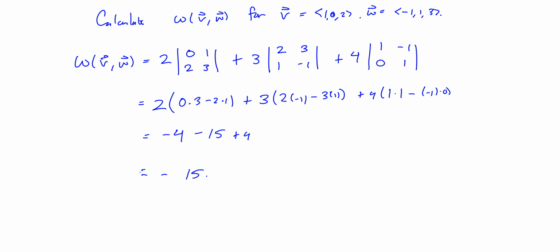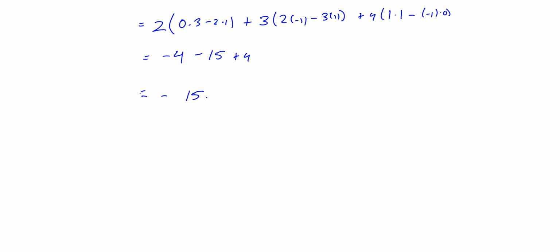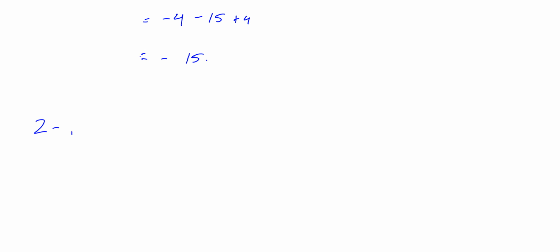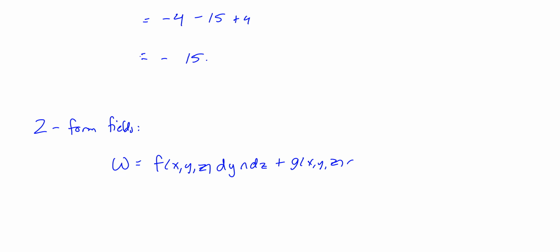Okay, so that's how we work with two forms. But remember when we did one forms, what we really were interested in eventually to do calculus was one form fields. So we want two form fields here as well. So what do these look like? These look like functions, instead of constants out front, they're functions. Just the same way we did in the one form case.